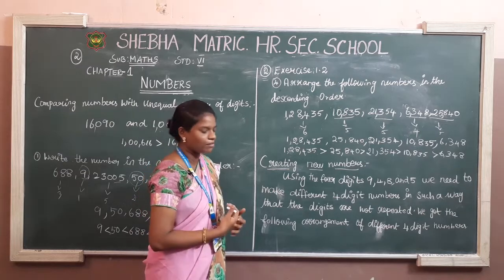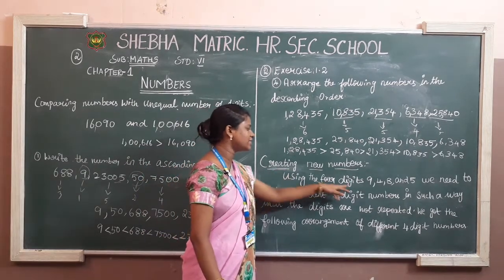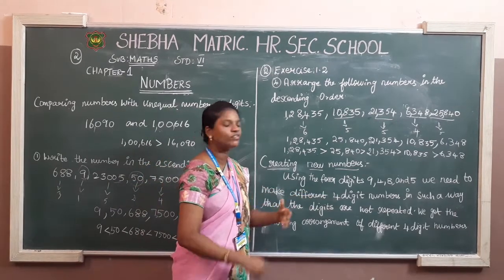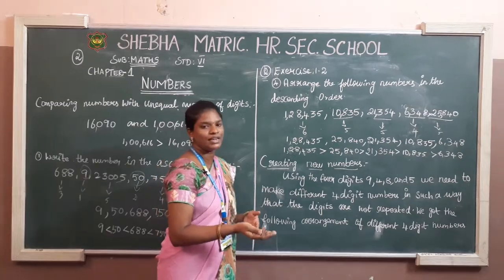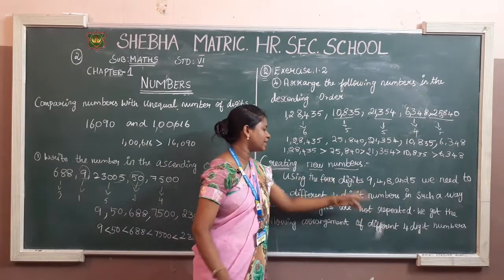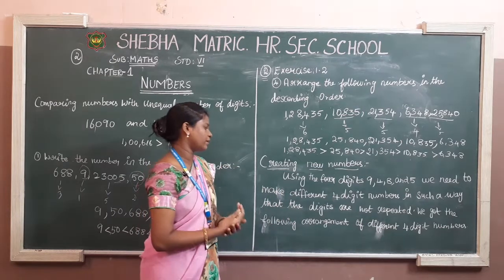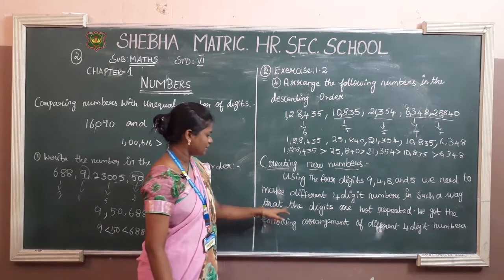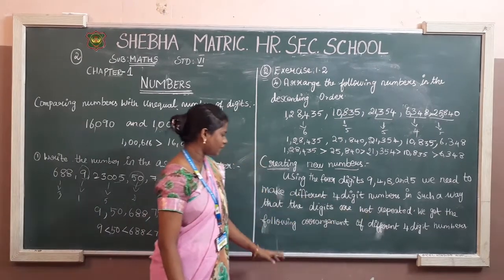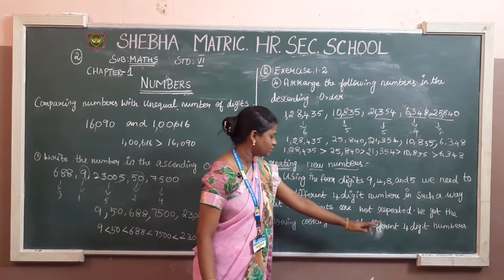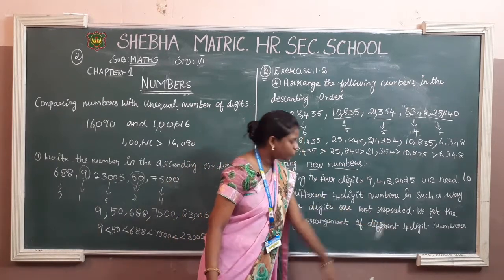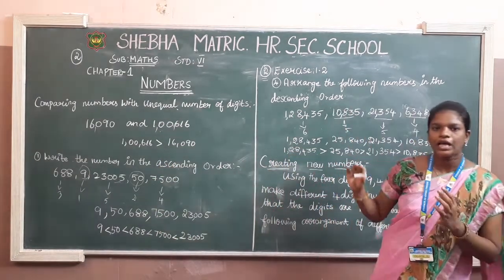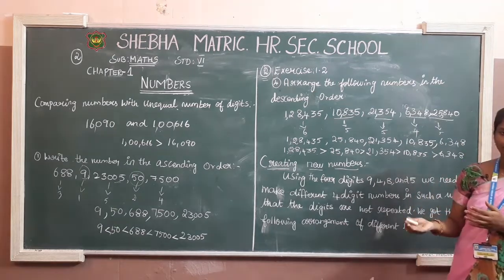Okay, so next, creating new numbers. Using the digits 9, 4, 8 and 5, we need to make different 4-digit numbers. We make different 4-digit numbers in such a way that the digits are not repeated. We get the following arrangement of different 4-digit numbers. So there are 4 digits, and with them we are going to make different 4-digit numbers and compare them.